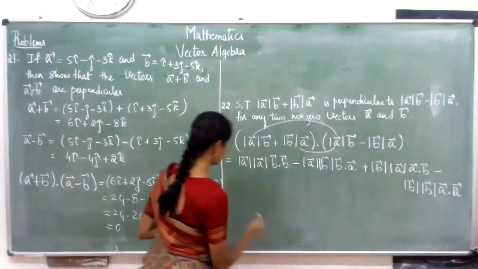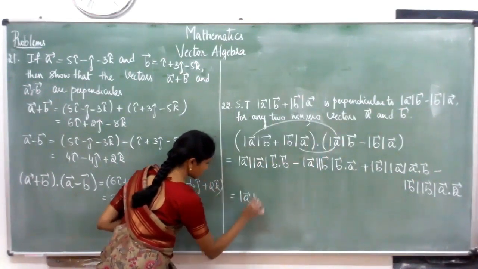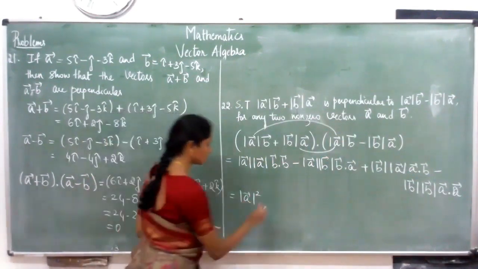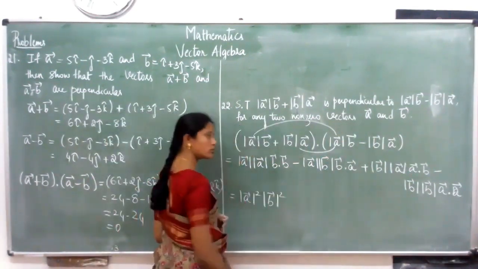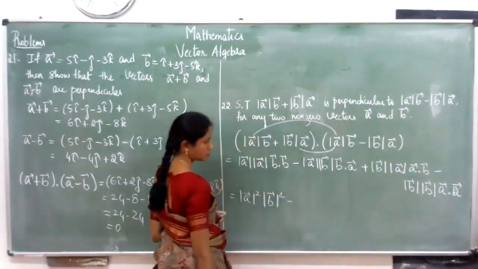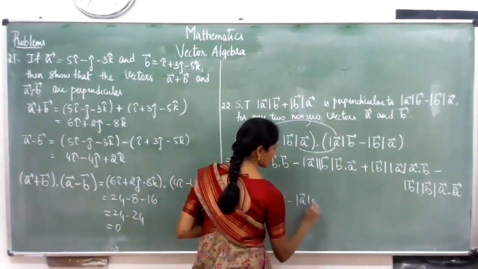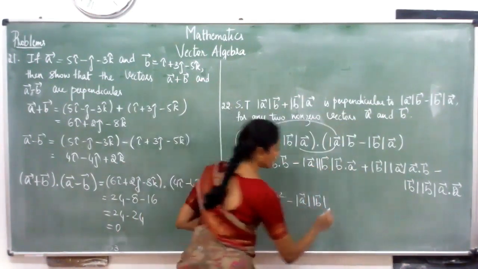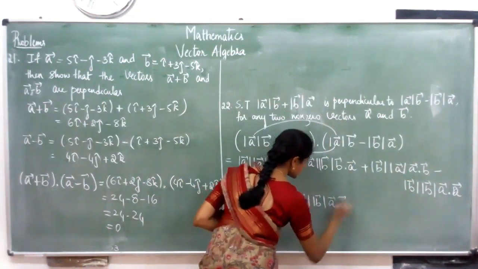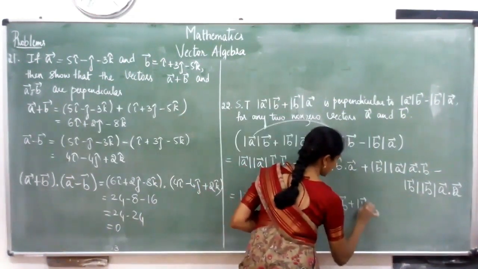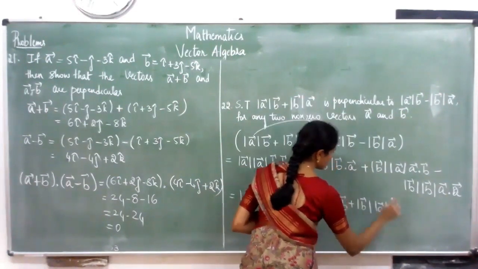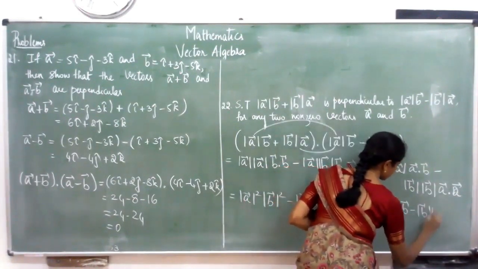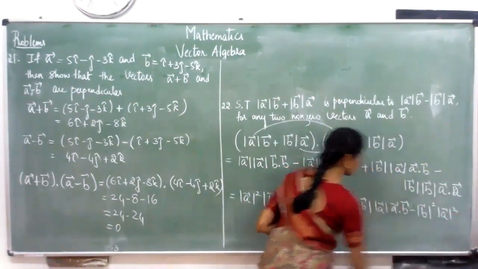Then we have magnitude of vector B into magnitude of vector B into vector A dot vector A. So simplifying, therefore this is equal to magnitude of vector A into magnitude of vector A, which is magnitude of vector A the whole square. We know that vector B dot vector B will be equal to magnitude of vector B the whole square. Then minus magnitude of vector A, magnitude of vector B. See, vector B dot vector A can be written as vector A dot vector B because of the commutative property, plus magnitude of vector B, magnitude of vector A into vector A dot vector B, then minus magnitude of vector B the whole square, magnitude of vector A the whole square.